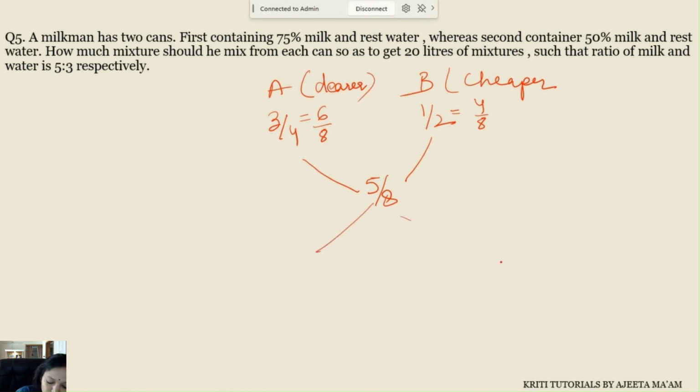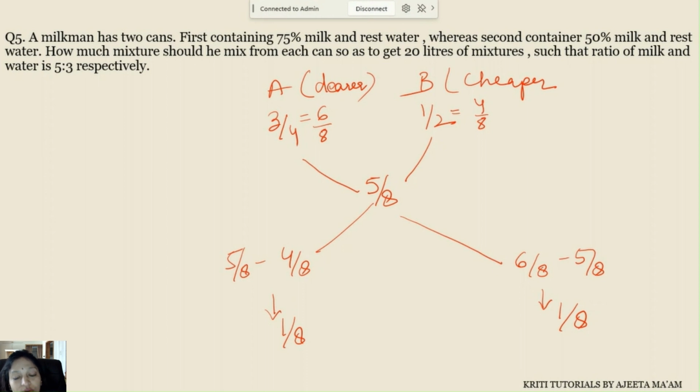So what will you get here? 5 by 8 minus 4 by 8. What will you get here? 6 by 8 minus 5 by 8. From both we are getting 1 by 8. Right? So what is the ratio? It means the ratio is going to be 1 is to 1. So the ratio of B quantity and the ratio of A quantity will be 1 is to 1.